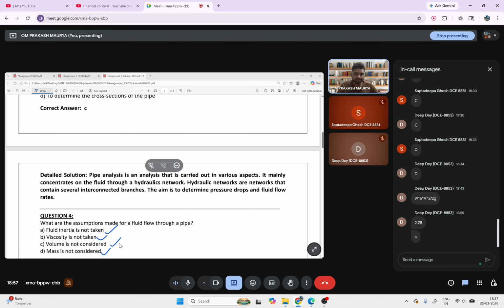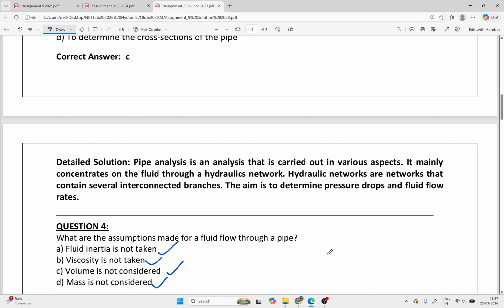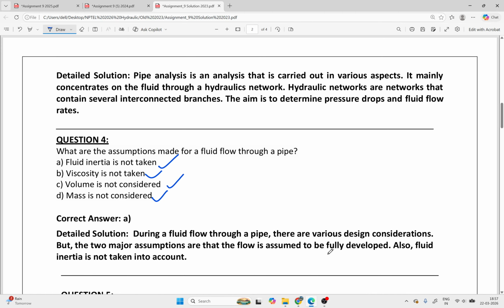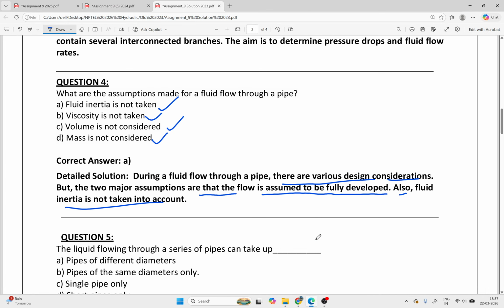Okay, so let me just show you the answer, as we do not have time. The assumption made for the fluid flow through a pipe is that fluid inertia is not taken. During fluid flow through a pipe there are various design considerations, but the two major assumptions are that the flow is assumed to be fully developed, and that the fluid inertia is not taken into account. Next question.